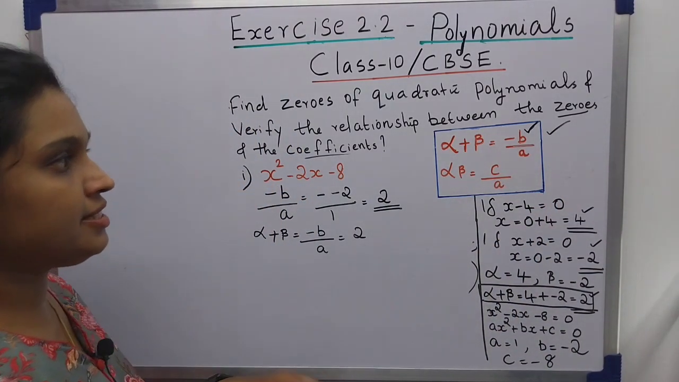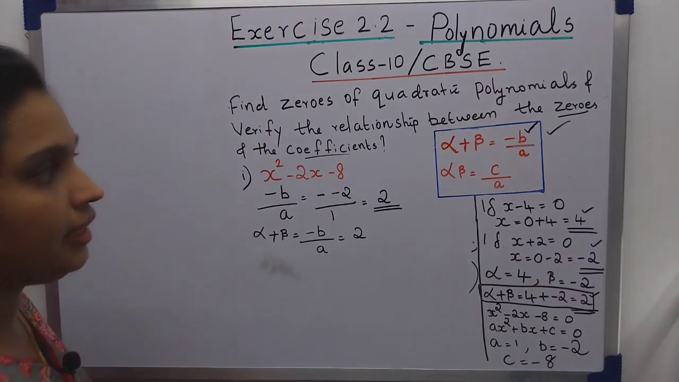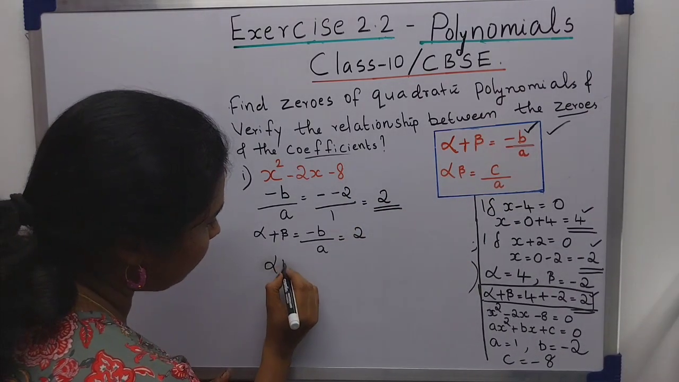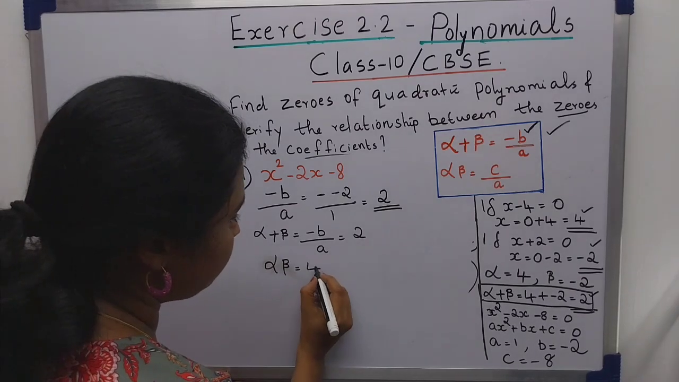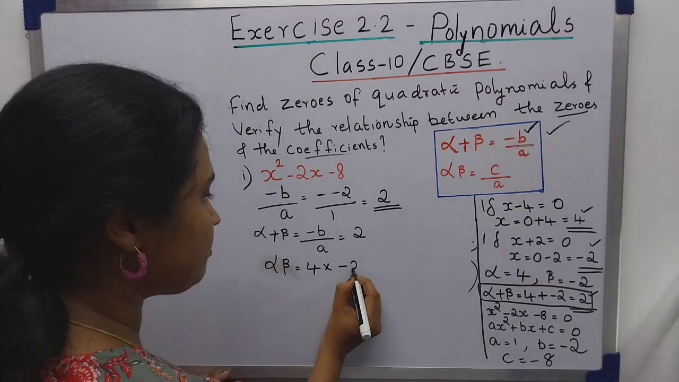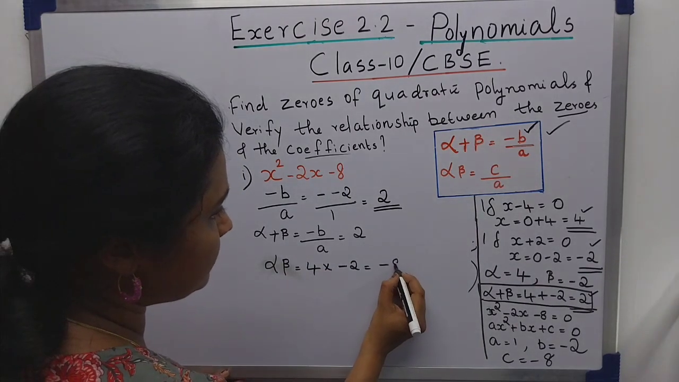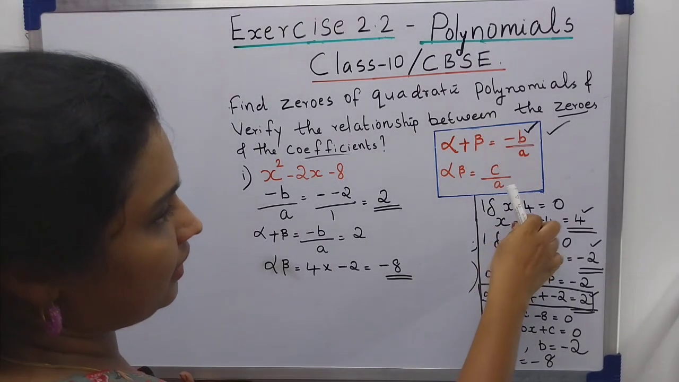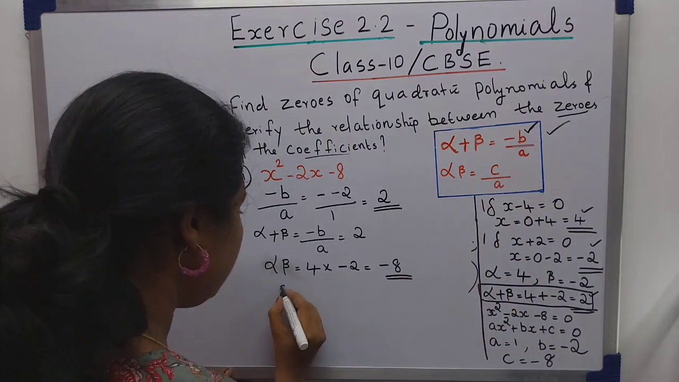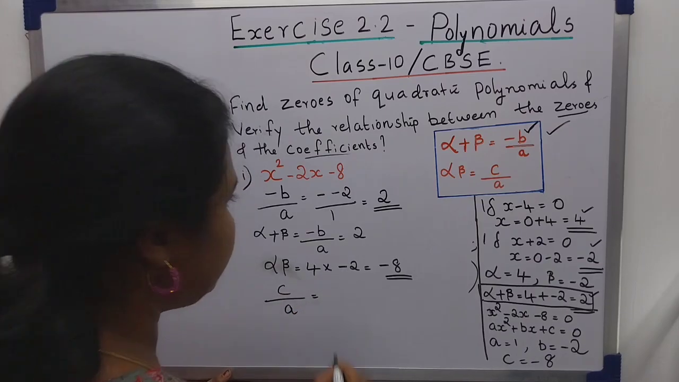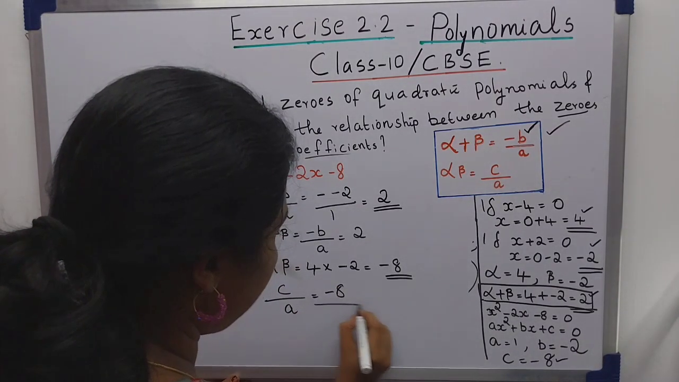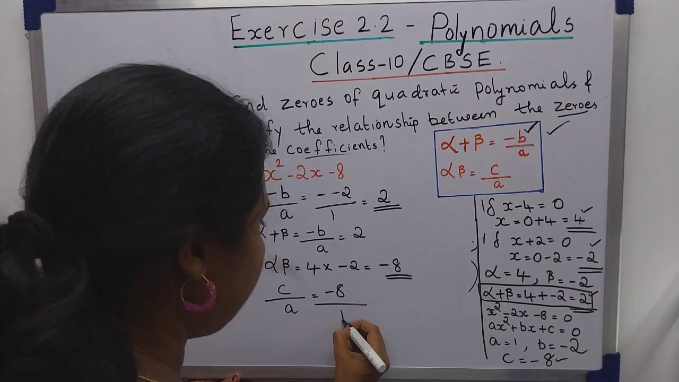So, now let's check this condition also. You need to find out alpha beta. So, what is alpha beta? Alpha is 4 into beta is minus 2. So, alpha beta is equivalent to minus 8. Next, we need to check the condition c by a. c by a. What is c here? c is minus 8, by what is a here? 1.